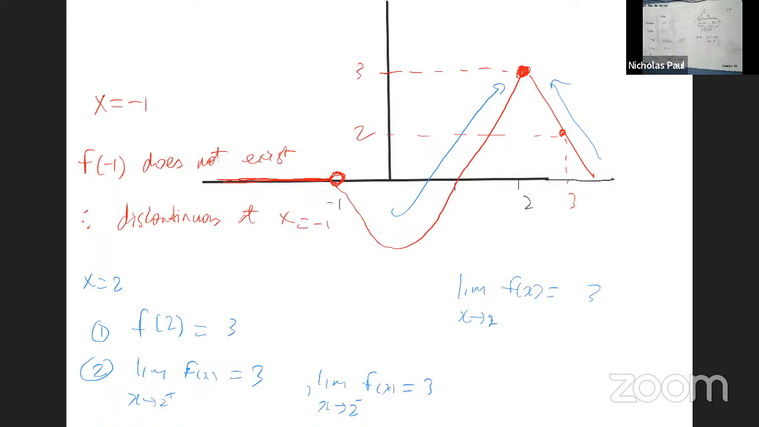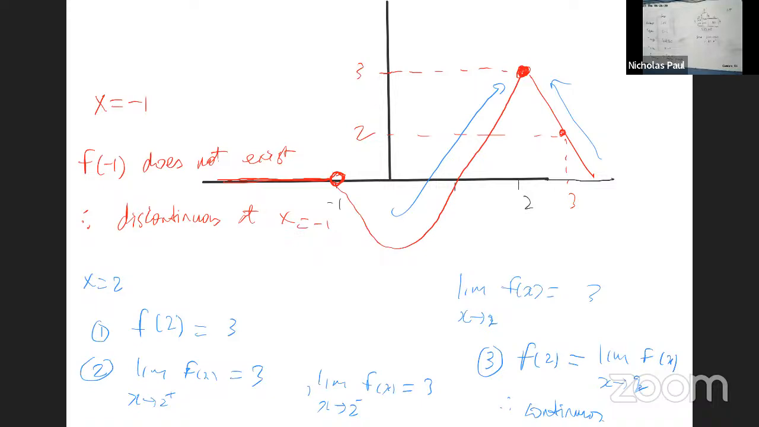What you can say about the answer in part 1 and the answer in part 2? Are they equal? Is f of 2 equal to the limit? So therefore, all 3 rules satisfied. So therefore, it's continuous. You okay with that? That's it, right? This is the graphical way. We'll look at the next way as well.